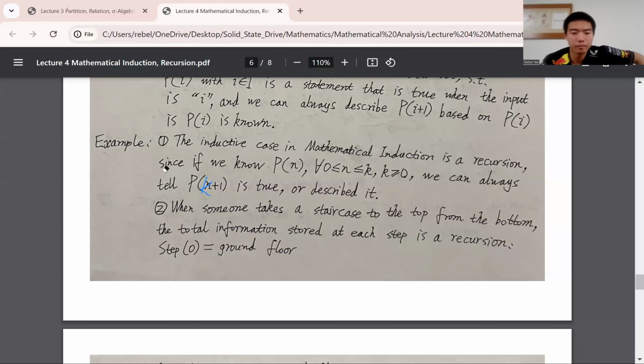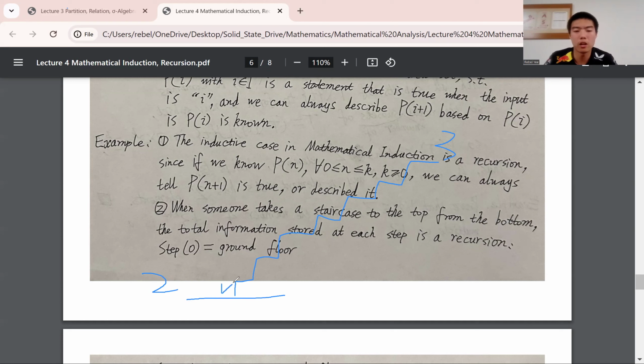All right. And the second example is someone taking a staircase from the bottom to the top, like you are walking up a staircase from the second floor to the third floor. Like this is the second floor, this is the third floor. And you are taking it, and the information stored at each step is a recursion.